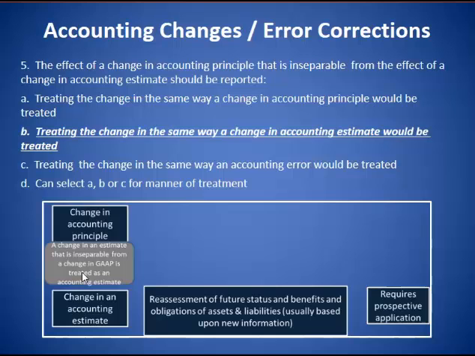That statement's a little confusing, so let me restate it here again. If I have a change in an accounting principle, and that change is inseparable from the effect of an accounting estimate, we then say that's now a change in accounting estimate, and it's going to require prospective application. If it was a change in an accounting principle, the change would be a retrospective application.